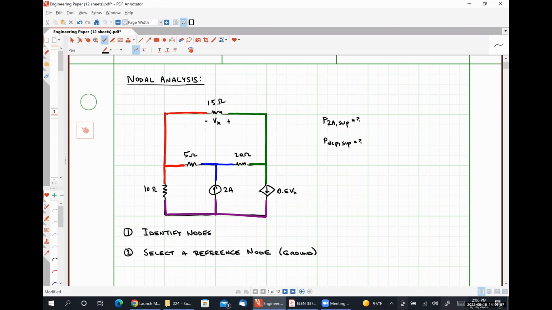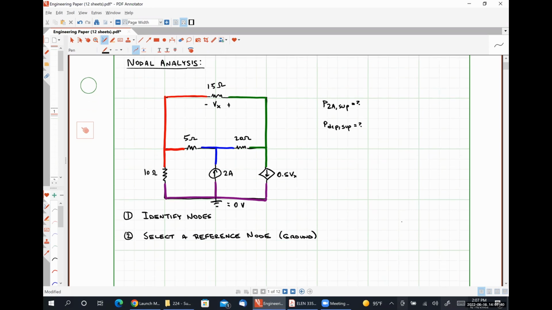So typically speaking, I choose a node that has the most elements connected to it. As we can easily see from our drawing, every one of these nodes has 3 elements that are connected, so they're all equally likely candidates. So just for the sake of simplicity, I'm going to choose the bottommost node to be my reference node, and I indicate that by connecting a ground symbol to that node. So this ground symbol means effectively that we have a known potential of 0 volts at this node.